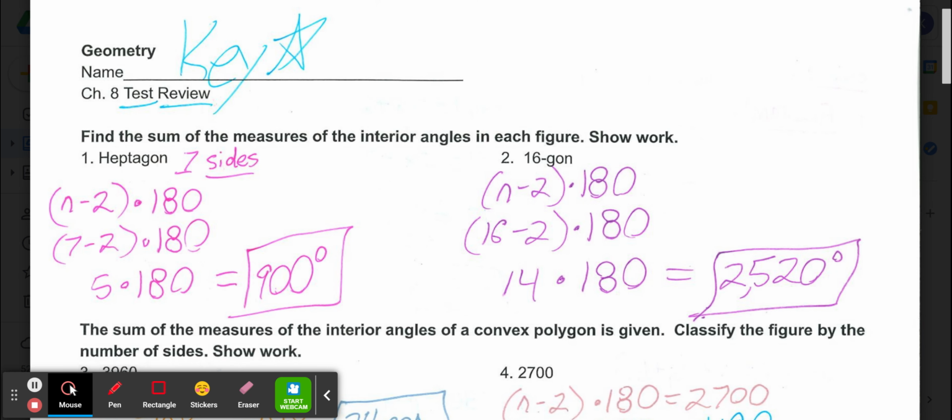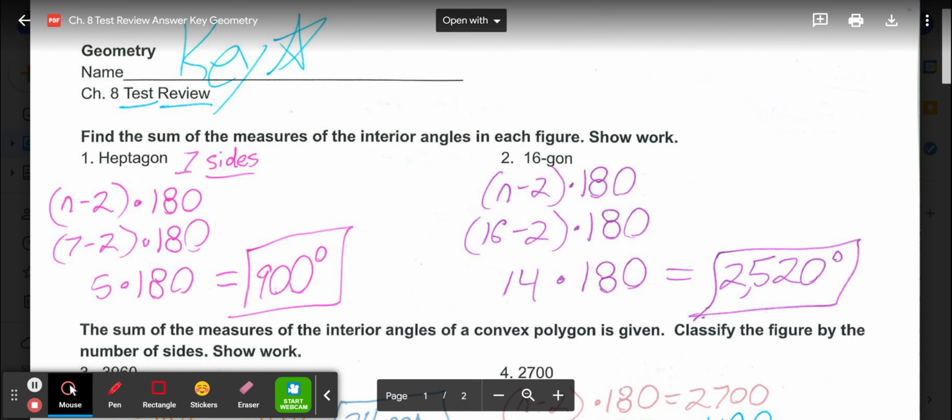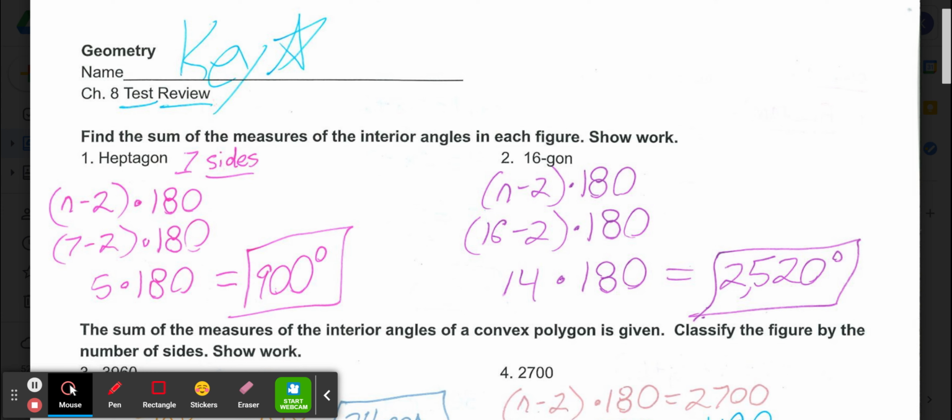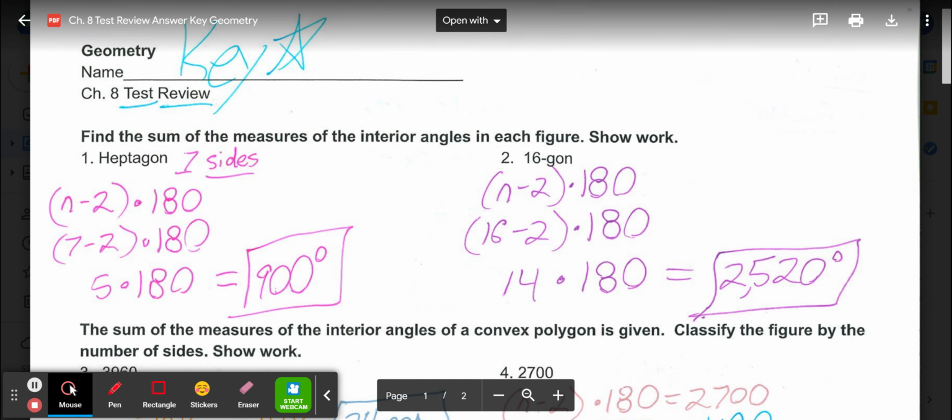So starting out with numbers 1 and 2, it asks us to find the sum, so the total, of the measures of the interior angles of each figure. Show your work. No matter how many sides a figure has, our formula to find the sum of the interior angle measure is (n minus 2) in parentheses. N stands for your number of sides. So number of sides minus 2, and then multiplied by 180.